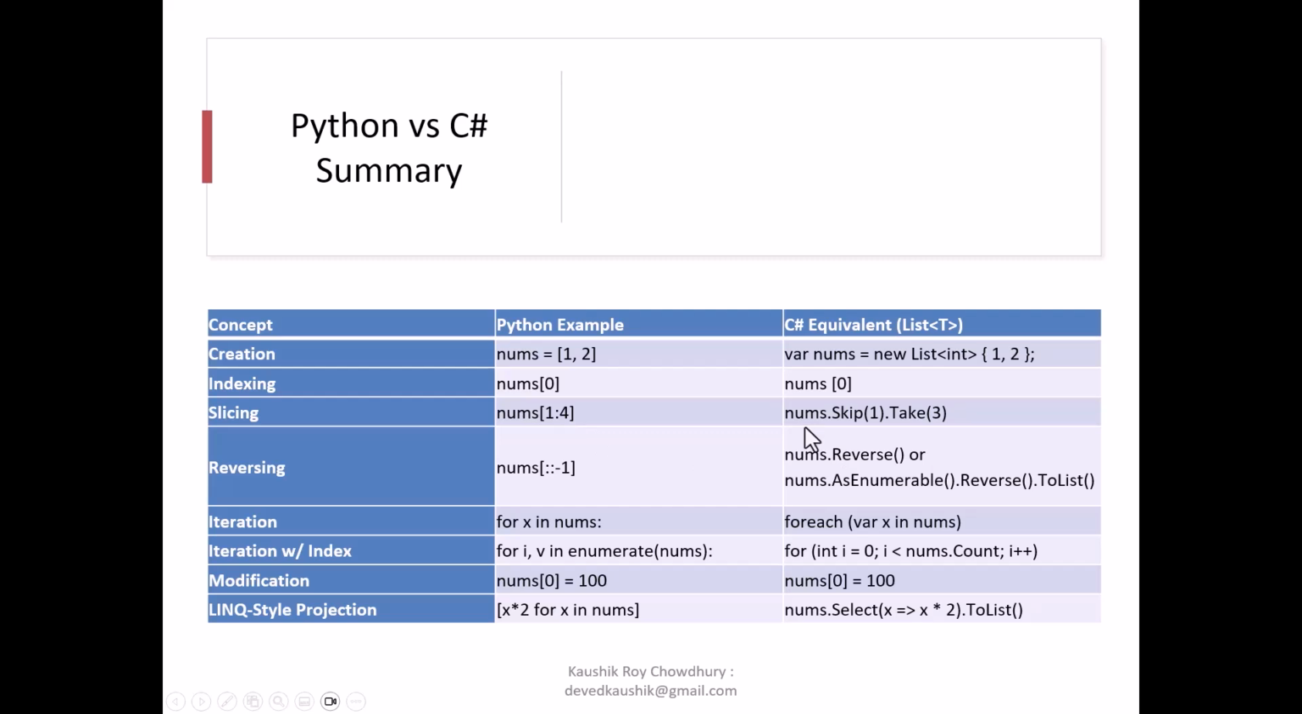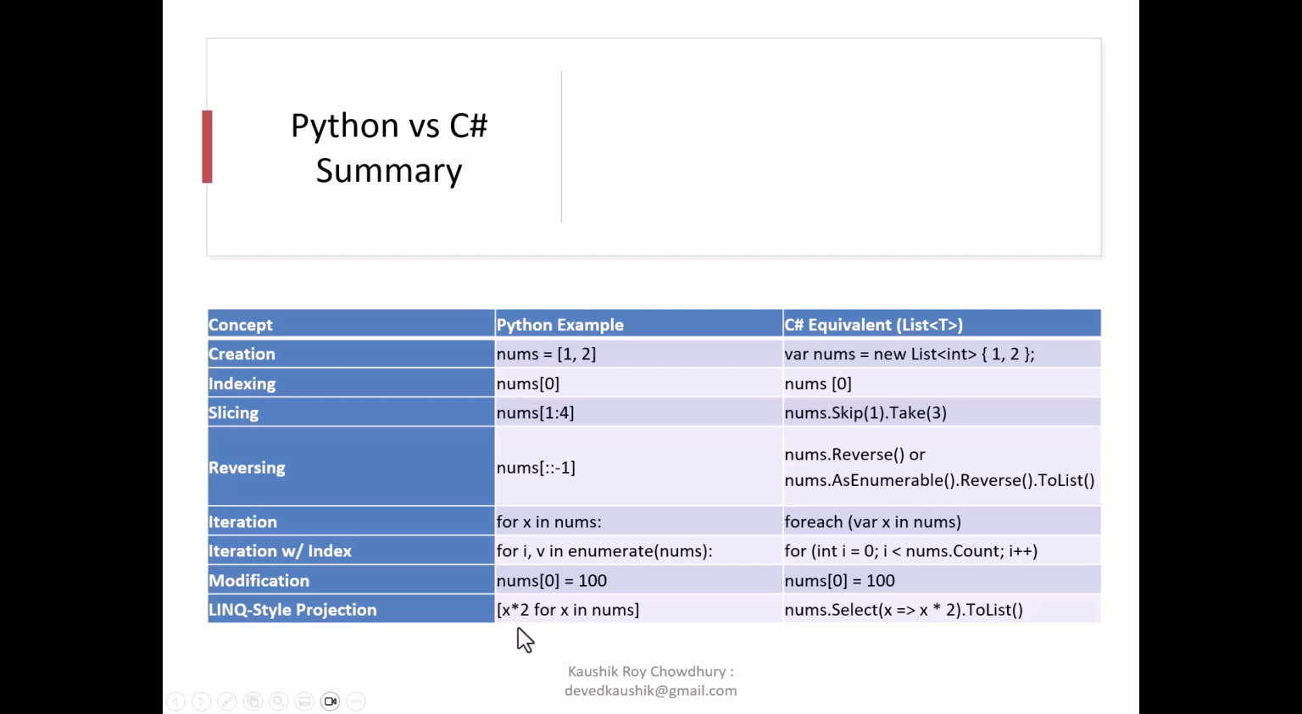It is just like nums[1..4]. And reversing is this one, with a negative index. But for the C# equivalent, we don't have anything to reverse it quickly, so we have to call either nums.Reverse or nums.AsEnumerable().Reverse().ToList(). Iteration is for x in numbers, and foreach var x in numbers. Iteration with index is for index, value in enumerate(nums), and for C# it is written as int i = 0; i < nums.Count; i++. Modification is similar: nums[0] = 100, nums[0] = 100.